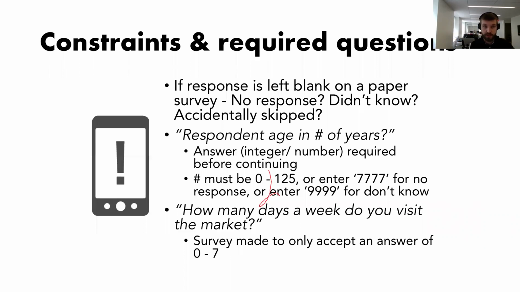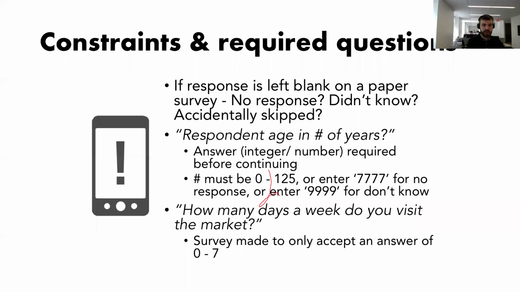So if asking for the respondent age, so how old somebody is, you could limit the response to between 0 to 125, but then also allow people to input 777 for no response from the person being questioned, or enter maybe 999 for if they don't know. In some places you might encounter people who aren't sure of their exact age.